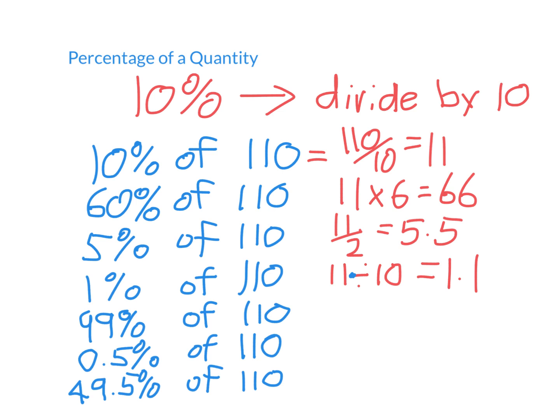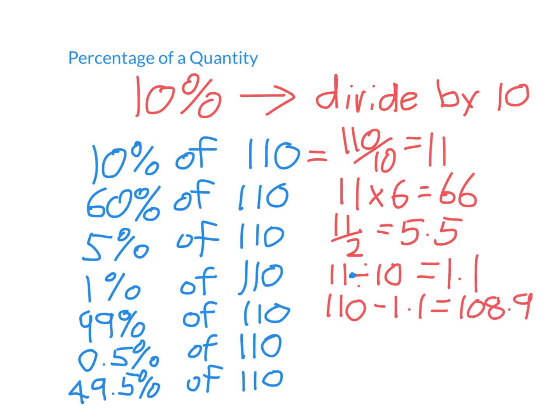Well, 100% of a number is itself. 100% of 110 is 110. So 99% would just be the whole number, 100% take away 1%. And that just equals 108.9.